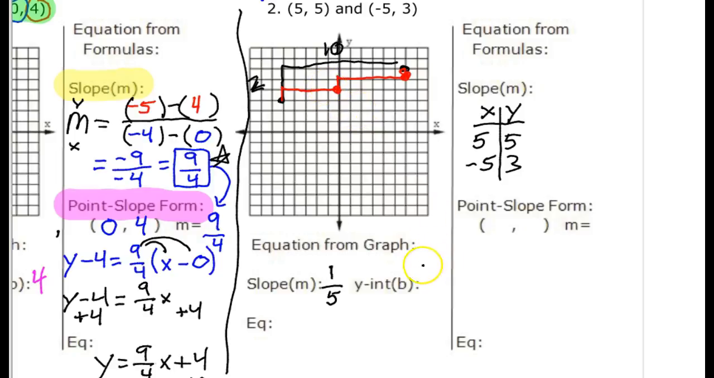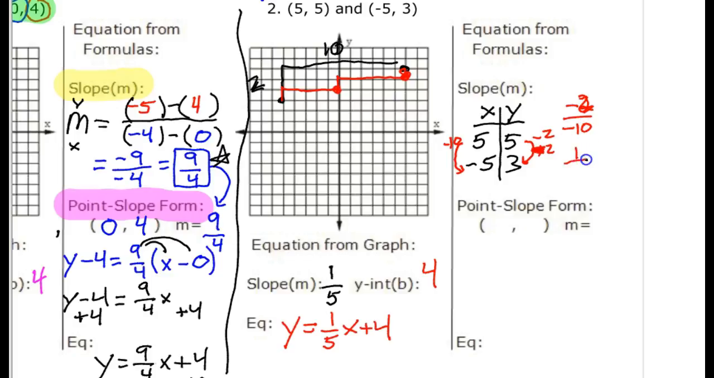And the y-intercept is 4. There you go. So the equation is 1/5 x plus 4. Good. And then for the slope, from 5 to 3, that's going to be up 2. And from the positive 5 to negative 5, that's down 10. Down 2. From 5 to negative 3 is down 2. So we get negative 2 over 10, which is 1/5.